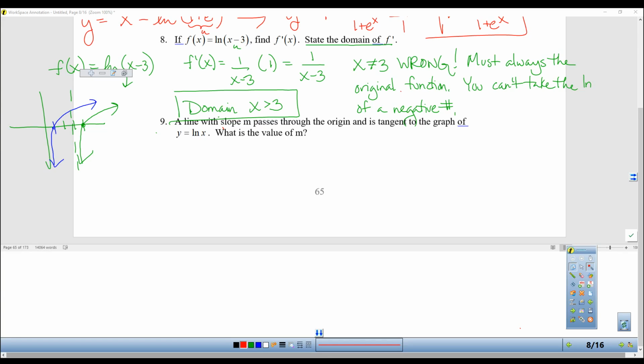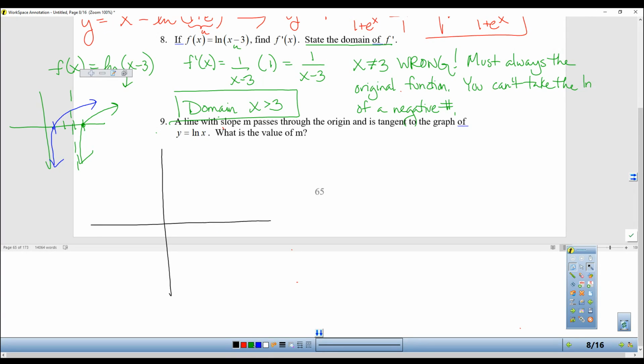So for number 9, this is another one of those tangent ones. We've been doing them in every section of notes. It says a line with slope m passes through the origin and is tangent to the graph of y is equal to ln of x. All right, let's try and draw that. So here's my basic graph.